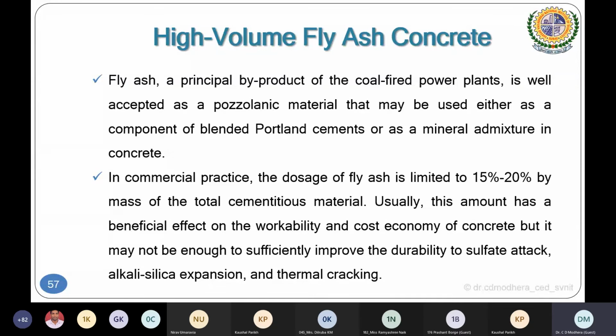Usually, this amount has a beneficial effect on workability and cost economy of the concrete, but it may not be enough to sufficiently improve durability against sulfate attack, alkali silica expansion and thermal cracking. So these are the big words: sulfate attack, alkali silica expansion and thermal cracking. I think this is related to durability only, and sulfate is always there. It will again create reactivity, that is attack, you can say, and beyond its attack regions, it again creates cracks.